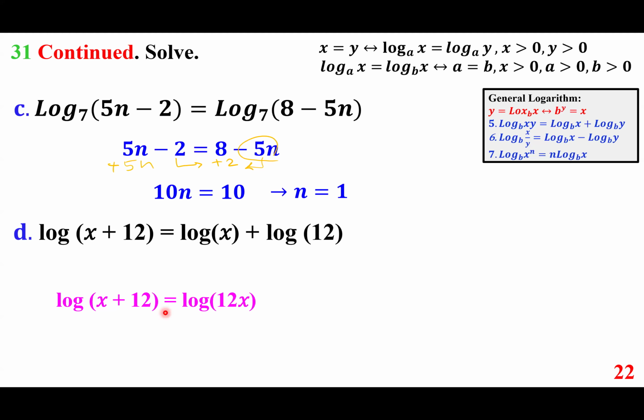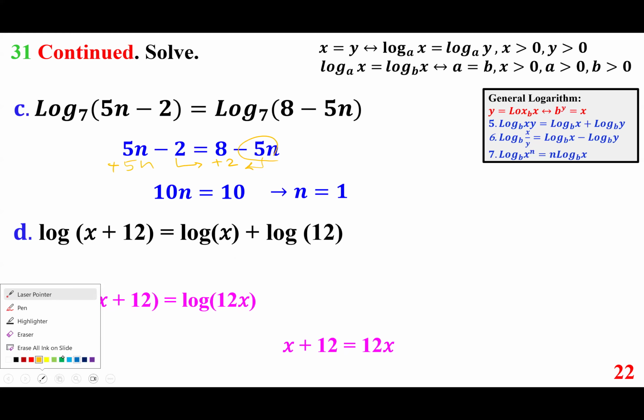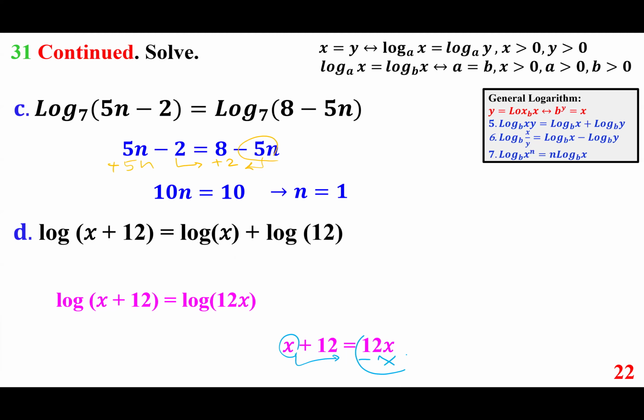Now they are both the same base, namely the base that is missing, which is 10. They must have the same argument, meaning x plus 12 and 12x must be identical. We want to solve for x. We move this, minus x. So 11x, x becomes 12 over 11. Again, an exact answer. Please don't change it to decimal unless they, for some reason, ask you.